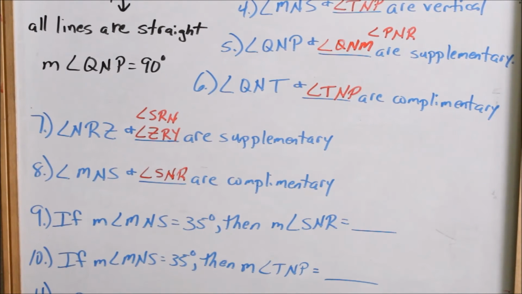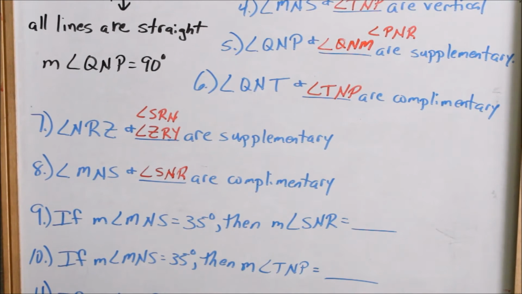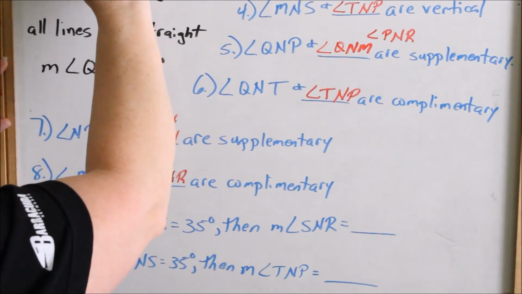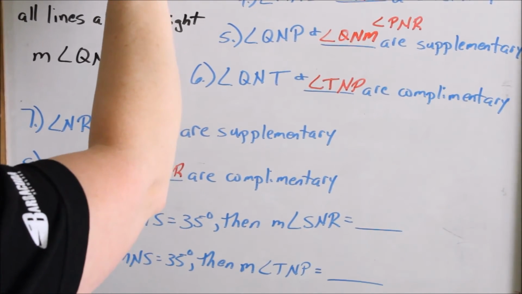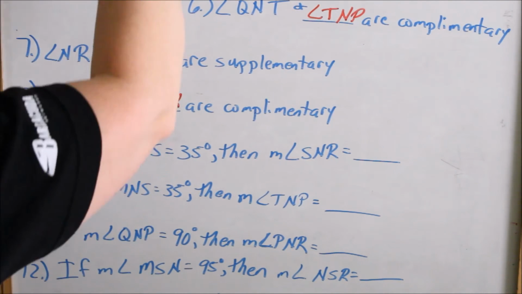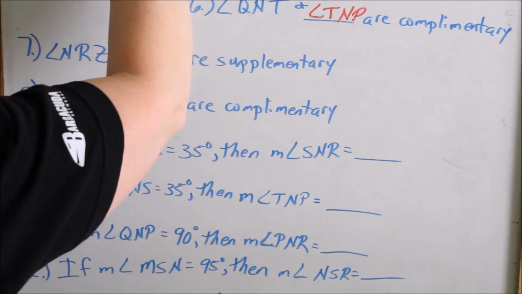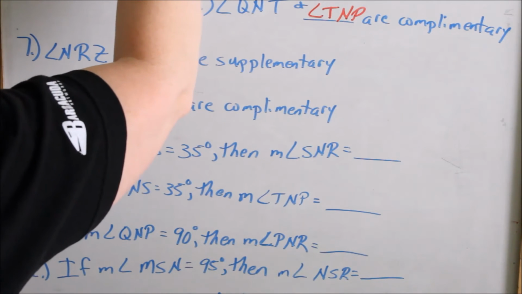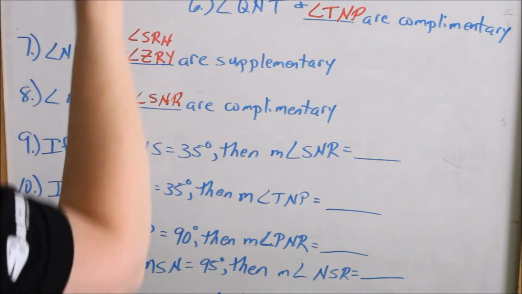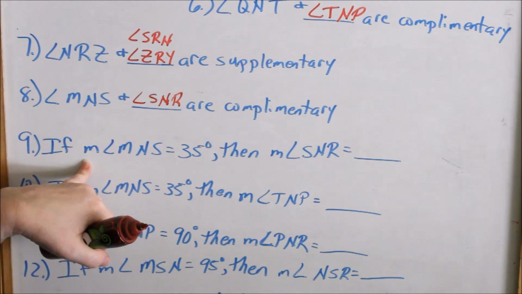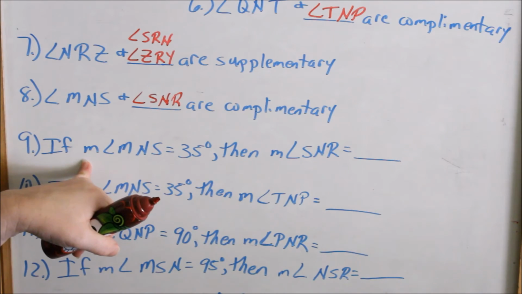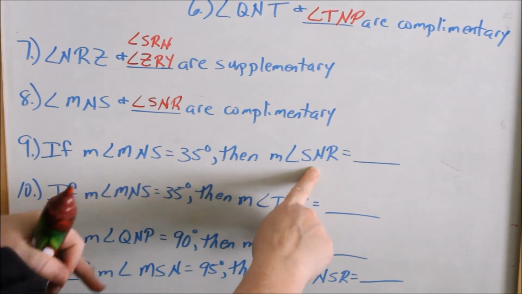And those are the 2 angles you can add to get 90 degrees. Okay, now what we're going to do is look at what would be the values of these angles if we actually add numbers. Let me clean my figure up. Everything that's given is still the same, so this is still a right angle. Alright, number 9 says if angle MNS is 35 degrees, then what is SNR?